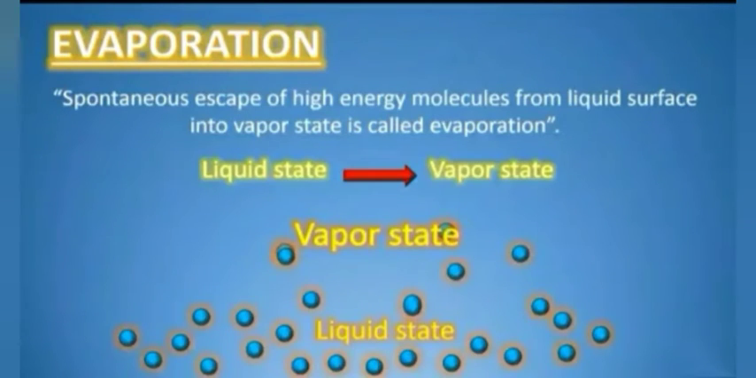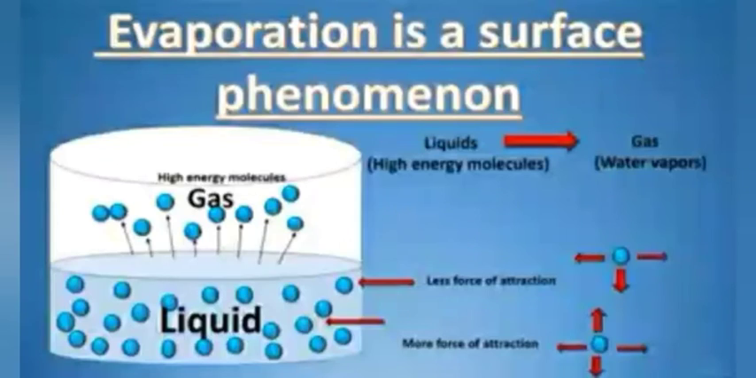Evaporation. The spontaneous escape of high energy molecules from the liquid surface into the vapor state is called evaporation. Evaporation is a surface phenomenon which takes place at all temperatures below the boiling point. Let's see how this process of evaporation takes place at the surface of the liquid. As you can see here, the diagram of liquid and gaseous state.